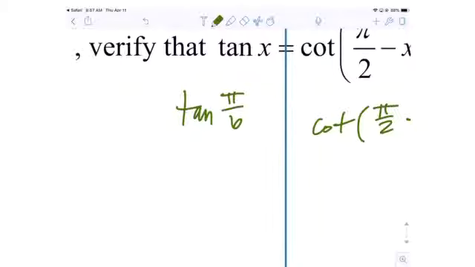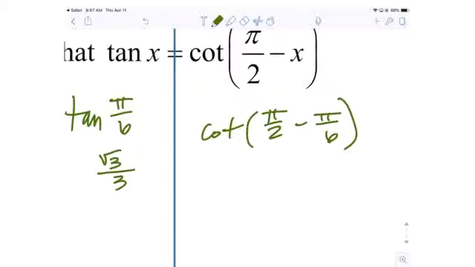Anyway, what is tangent of pi/6? Square root of 3 over 3, right? Boom. You got that, right? It's 1/2 over square root of 3 over 2, which is 1 over the square root of 3. Then you rationalize it. Good. So over here, what is cotangent of pi/2 minus pi/6? It's also square root of 3 over 3.